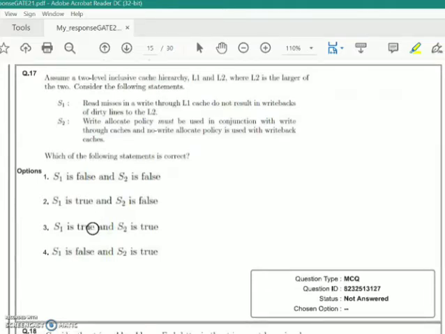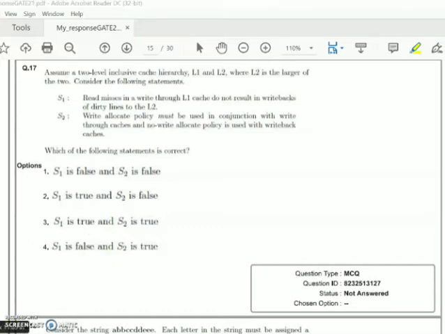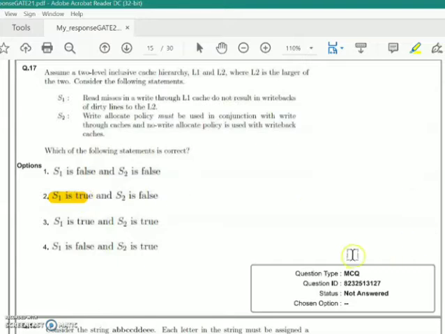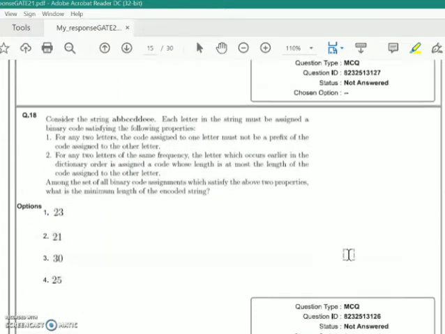Read misses and write through L1 cache do not result in write back of dirty lines to the L2. S2: the write allocate policy must be used in conjunction with write through caches and not write allocate policies used with write back cache. So here S1 is true and S2 is false.